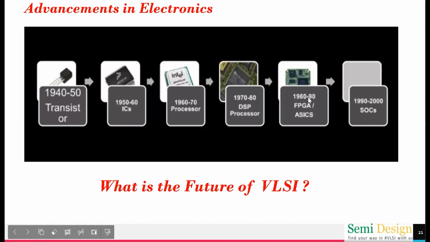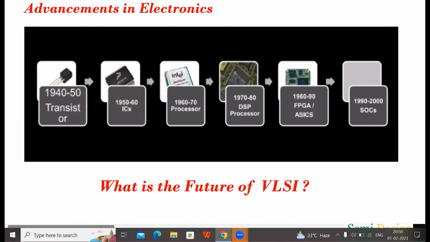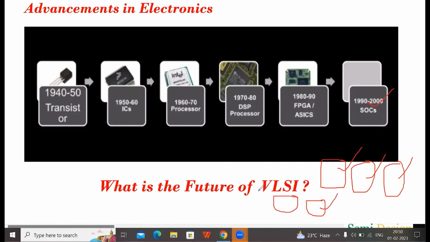See, from FPGAs and ASICs, we came to SoCs, system on chips. FPGA is a block. Wait, I will show. Suppose this is an FPGA. In place of a system on chip, if you want to use FPGAs, what will you do? You need to use one FPGA for memory, one FPGA for a camera, one FPGA for a graphic processor, one FPGA for a processor, and so on. You need to use that many FPGAs in a circuit.